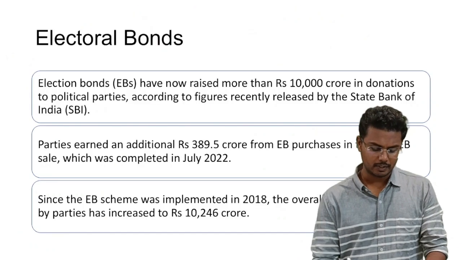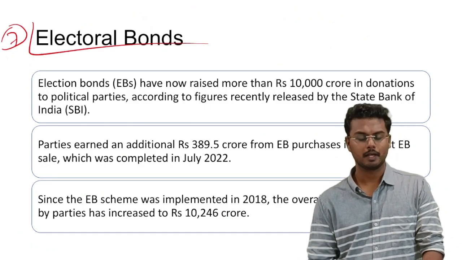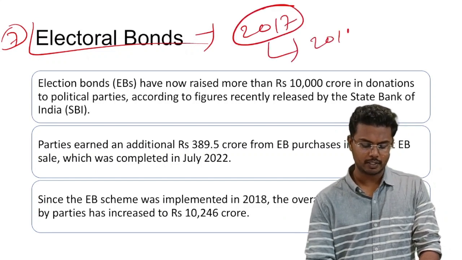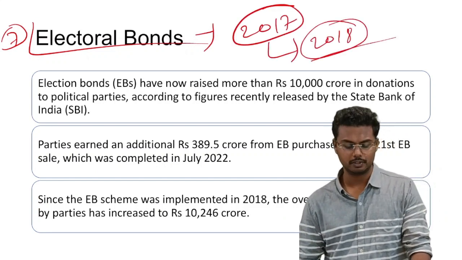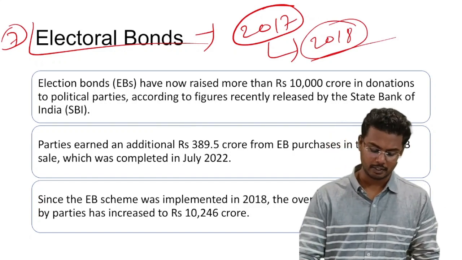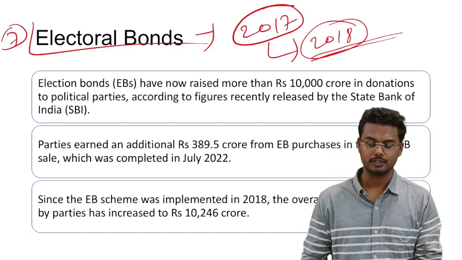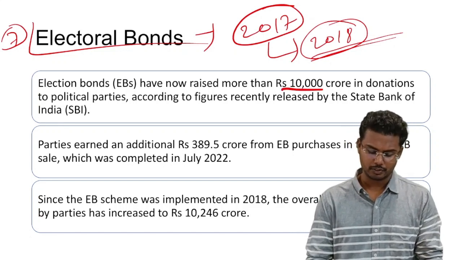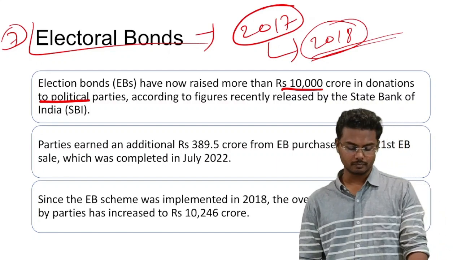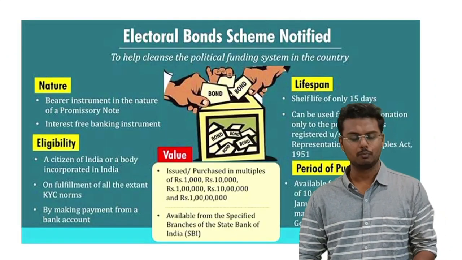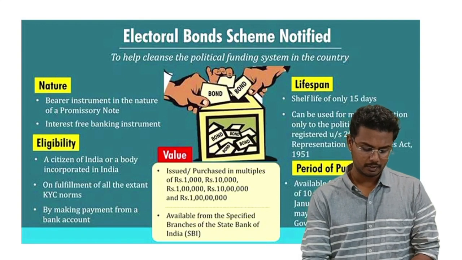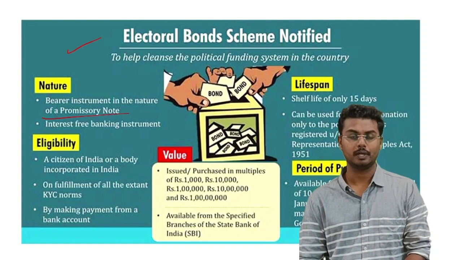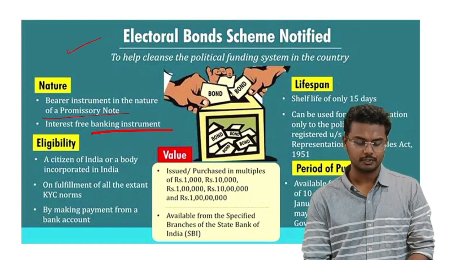All right. Next, we have electoral bond scheme. It was introduced in the year 2017 and it was implemented in the year 2018. So recently, electoral bonds have raised more than 10,000 crores in donations to political parties. All right. So what are electoral bonds? These are bearer instruments in the nature of a promissory note. They are basically interest-free banking instruments.